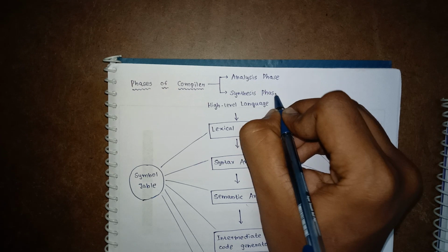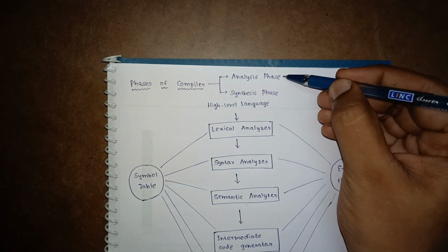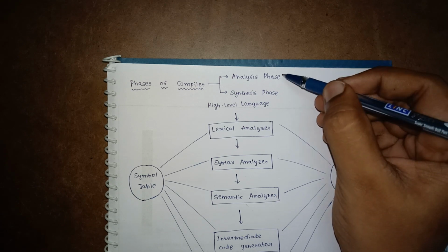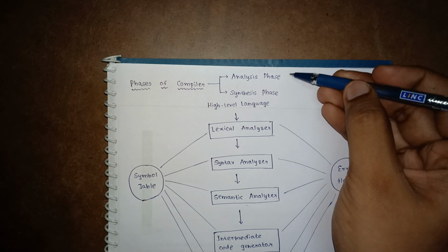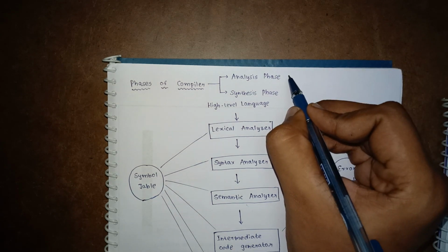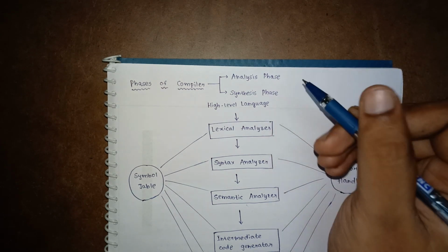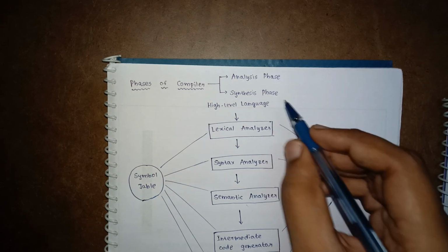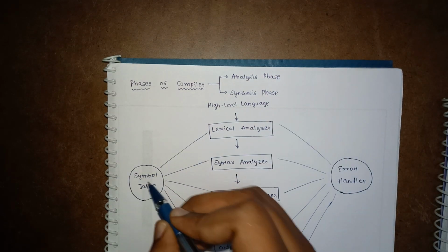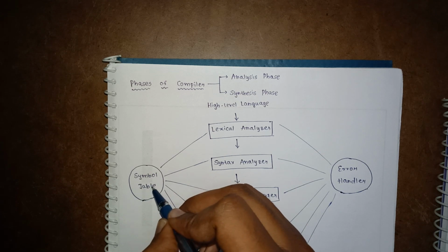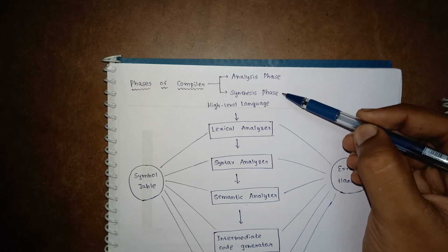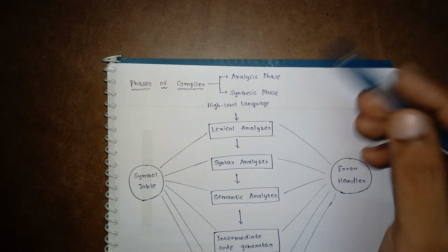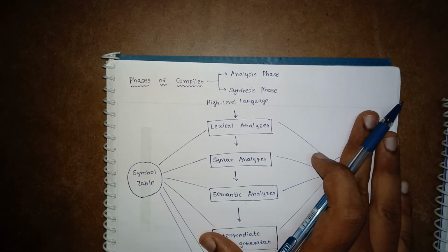What happens in the analysis phase is simply that the given characters will be broken into tokens, and the syntax and semantic values will be checked, like whether the given code is syntactically correct and semantically sound. The information will be stored in the symbol table. Whereas in the synthesis phase, it generates the target code from the intermediate code available.